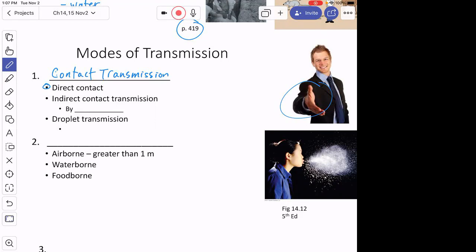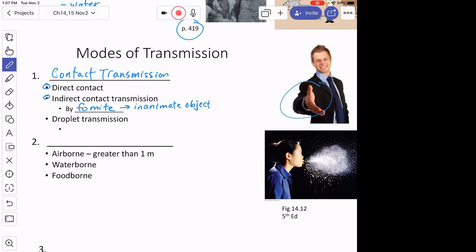Indirect contact transmission, typically that's going to be by some fomite. And a fomite is a non-living or inanimate object. Okay, so we call that indirect contact because you don't even have to be anywhere near, say, the person or the animal or whatever that was acting as a reservoir.